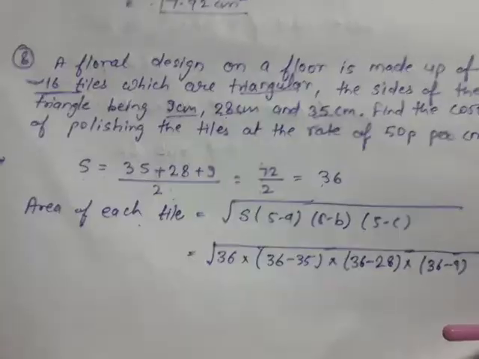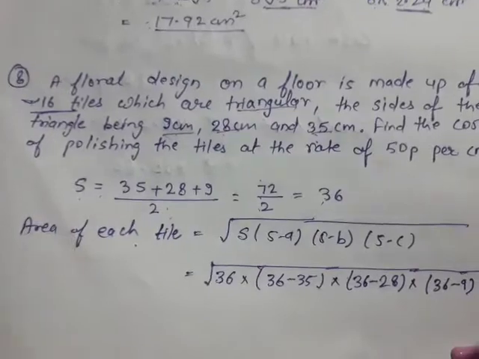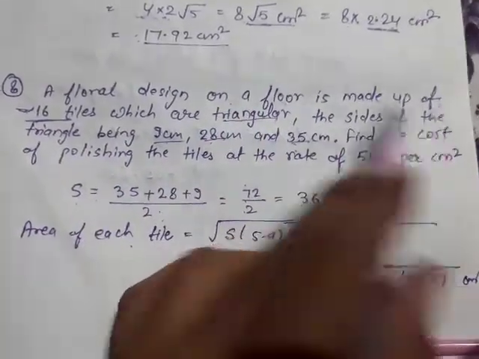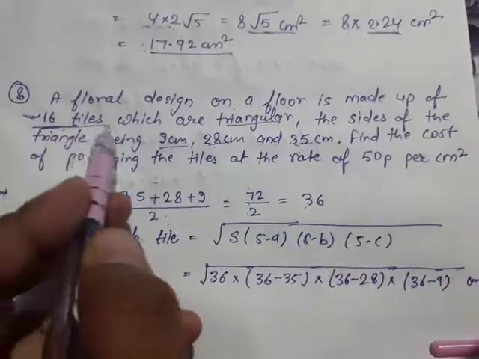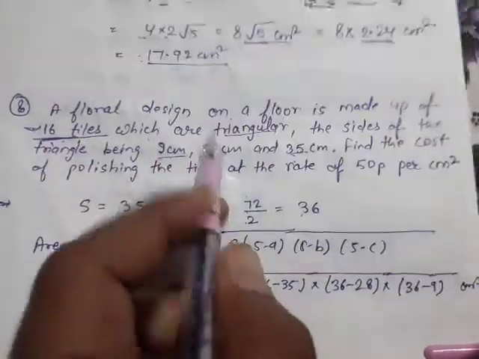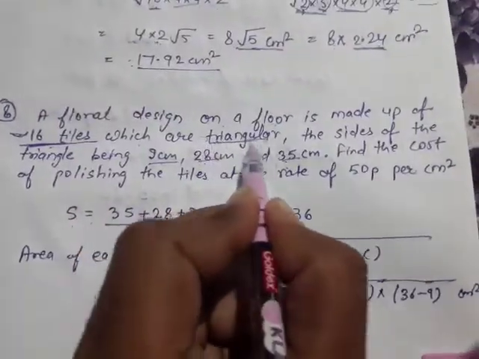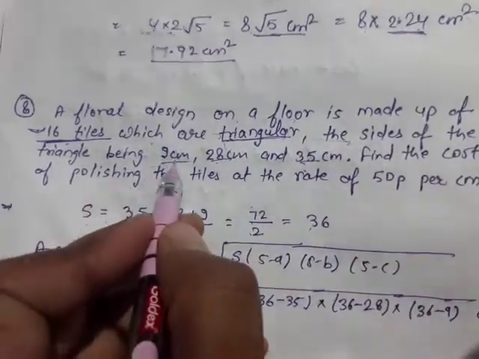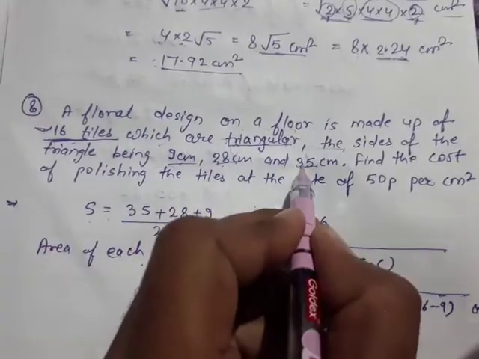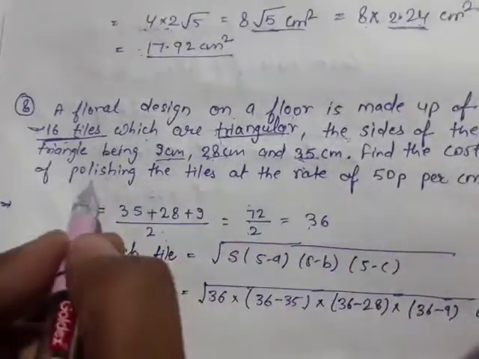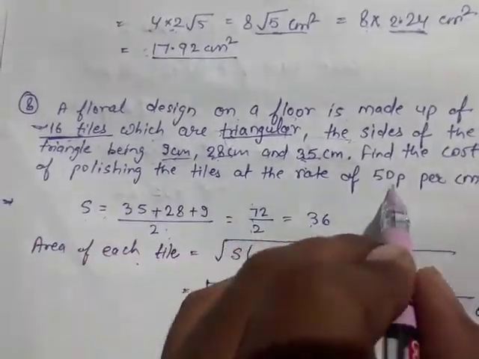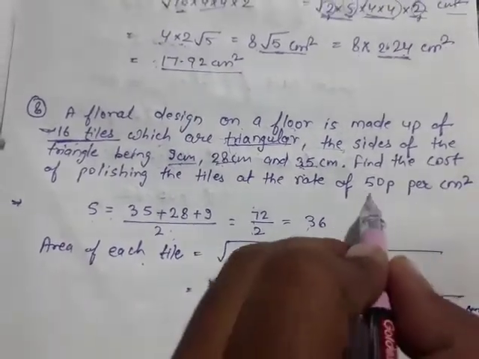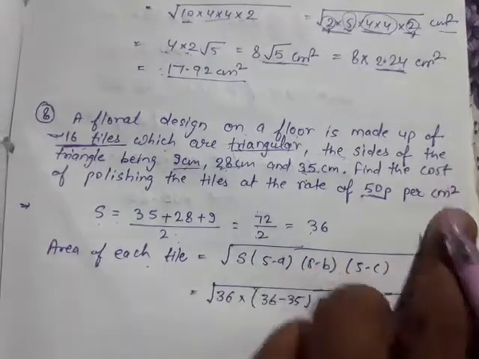Question number 8. A floral design on a floor is made up of 16 tiles, which are triangular, and the shape of each tile is triangular. The sides of the triangle are 9, 28 and 35 centimeters. Find the cost of polishing the tiles at the rate of 50 paise per centimeter square.